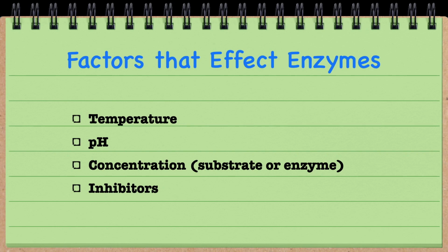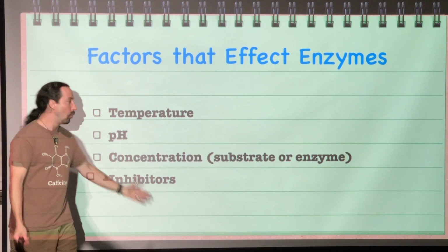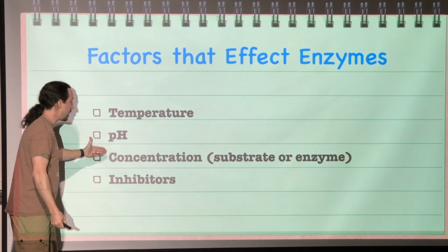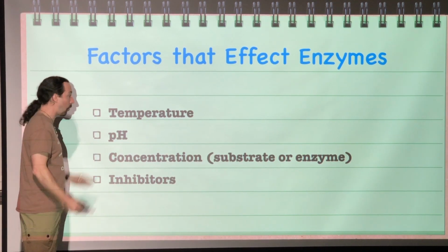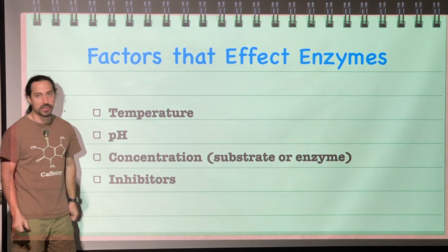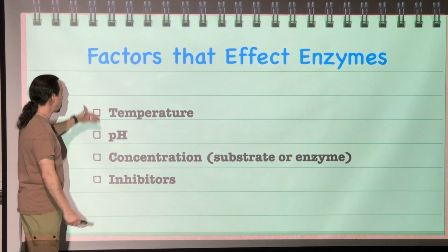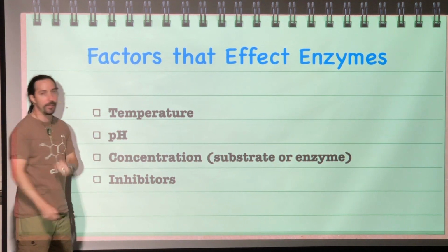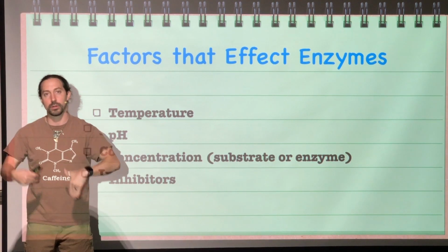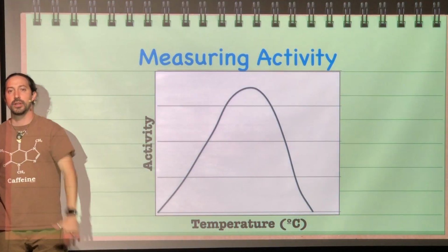Things that can affect how well an enzyme works would be temperature, pH, the concentration of our substrate or our enzyme, and inhibitors. So we're going to talk about temperature, pH, concentration, and inhibitors in order. So the first one was temperature.